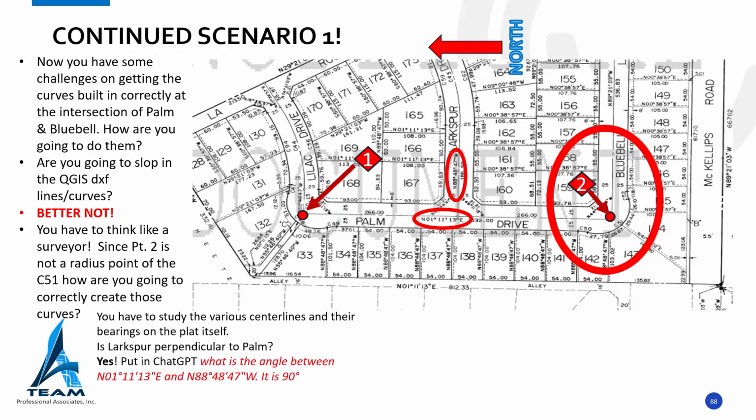Yes. Now, I'm helping you out here to a degree. I'm making it so simple, so idiot-proof, that you can get the results without being a surveyor. So use ChatGPT, and this is what you would put into it: what is the angle between north 0°11'13" east and north 88°48'47" west, and put it in exactly like this? It's going to come up and yield 90 degrees.